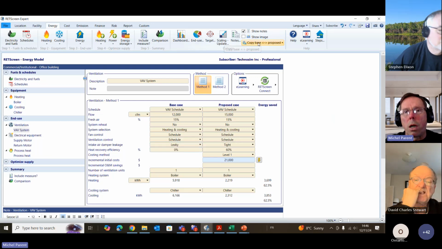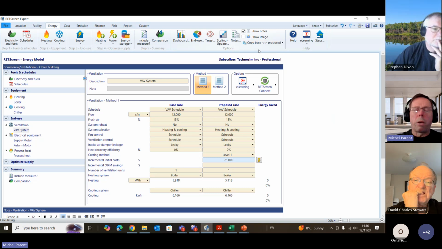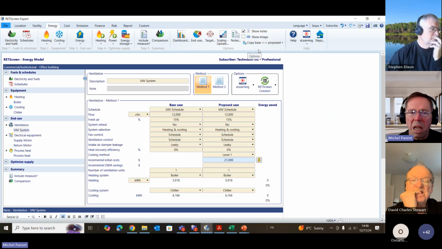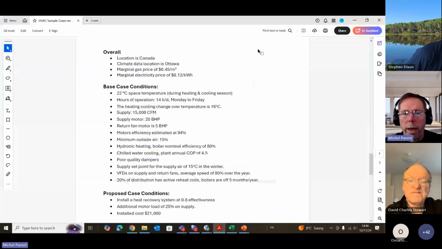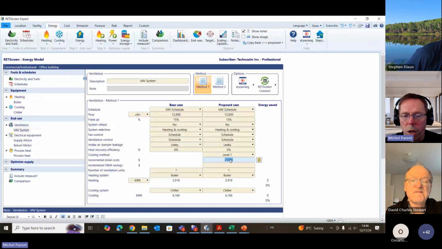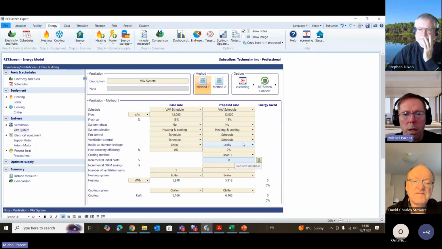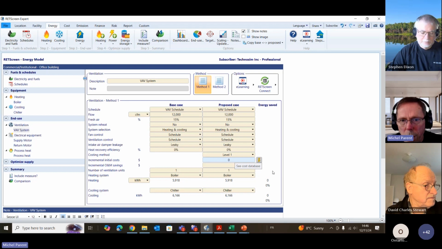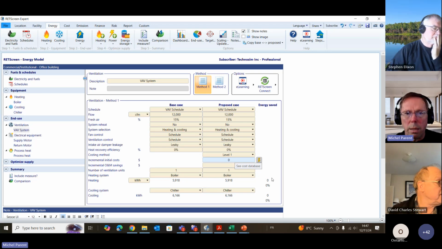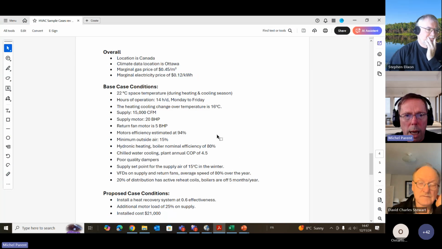I'm going to do copy paste to propose. I know I only changed two items. I could have done it manually, but again, it's safer to do copy paste propose. And actually for now, I'm going to remove the cost because I'm going to enter the proper cost later on. And you can always check if it's exactly the same numbers here. You got zero energy saved, you know you're good to go. You've got a base case that's exactly the same as your proposed.